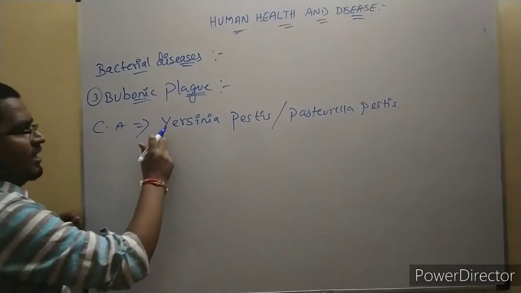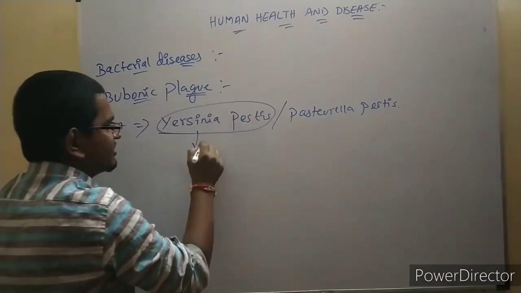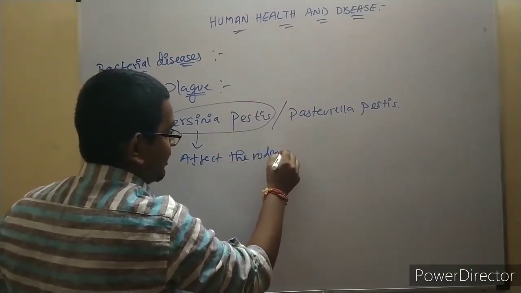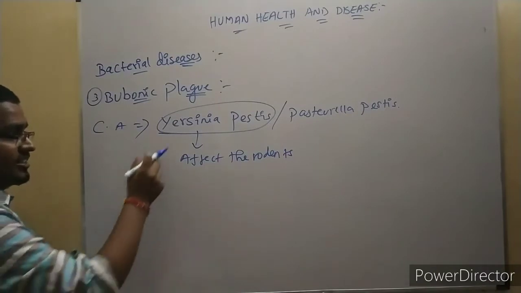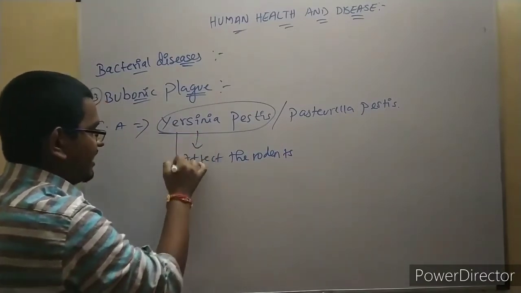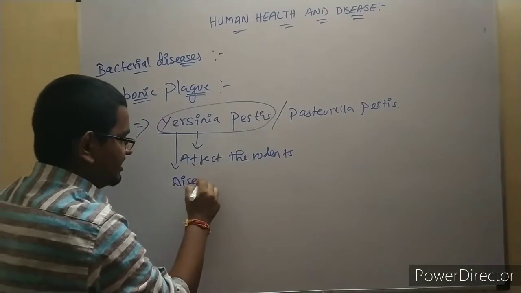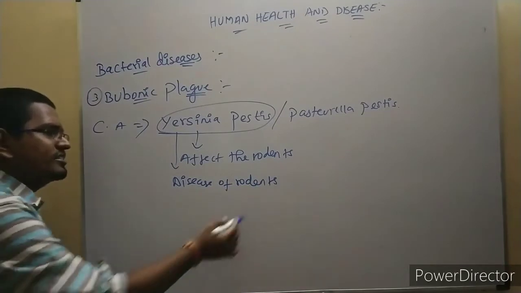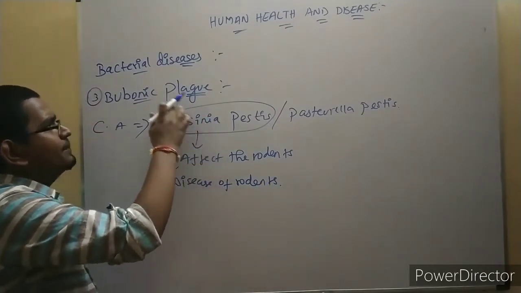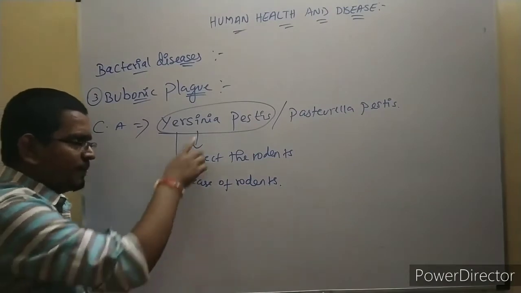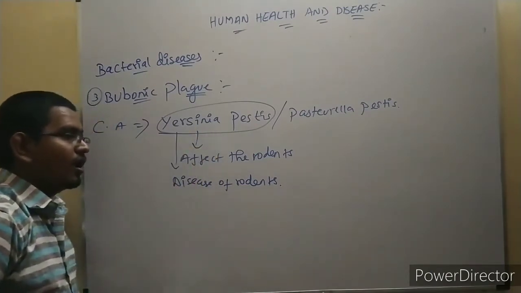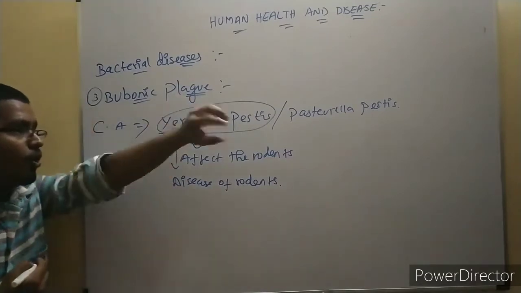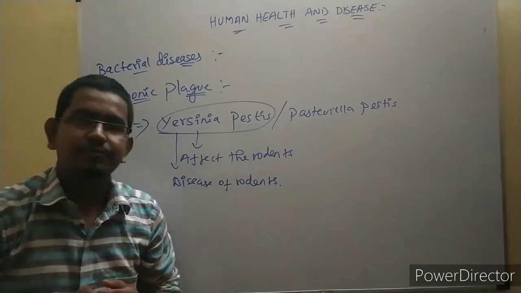Actually, Yersinia pestis affects the rodents. It is a disease of rodents. But you can see humans are also getting bubonic plague. Yersinia pestis is also affecting the human. How? Actually, it is a disease of rodents. How are we getting affected with this bacteria?